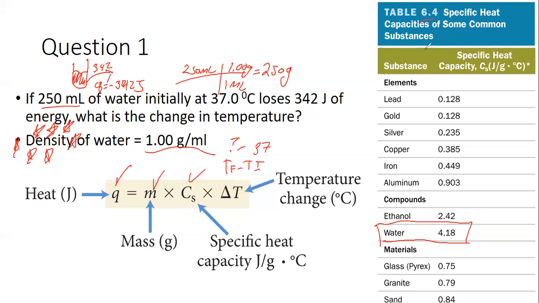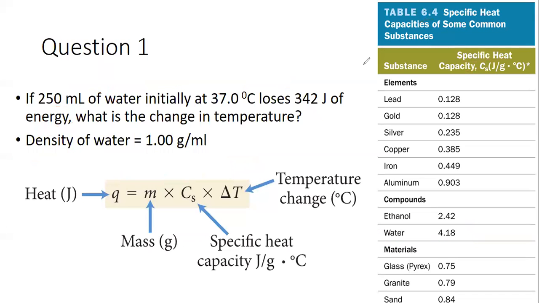Like I said, I won't expect you to memorize CS. So I'll either have to tell you CS or the problem will be solved for CS. Remember, CS means specific heat capacity. That's what CS is. You are solving for final temperature. That is correct.